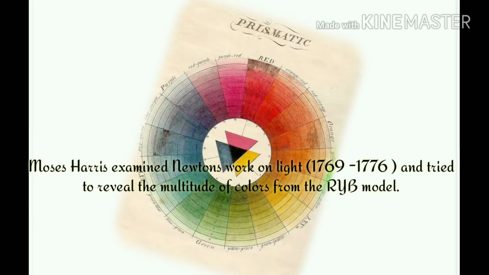Later on, Moses Harris examined Newton's work on light in the years 1769 to 1776 and tried to reveal a multitude of colors from the RYB model. He also revealed the pattern of color mixing, which is now known as subtractive color mixing.